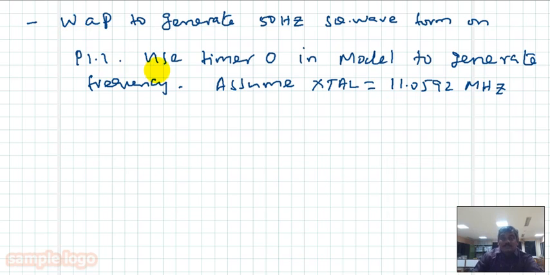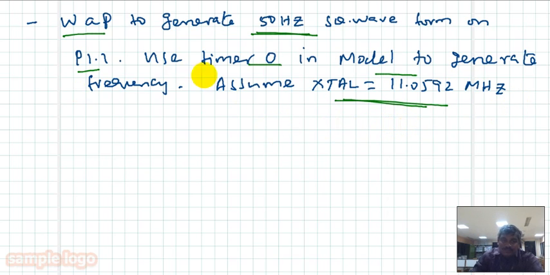So this is the question. The question is given. So write a program to generate 50 Hz square waveform on P1.1. So to generate this, use timer 0 in mode 1. Assume the oscillator frequency. XTAL is nothing but the oscillator frequency. The oscillator frequency is given as 11.0592 megahertz.